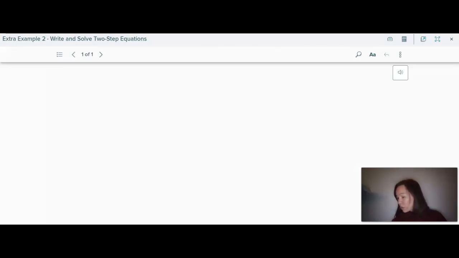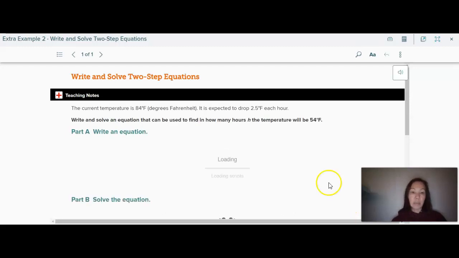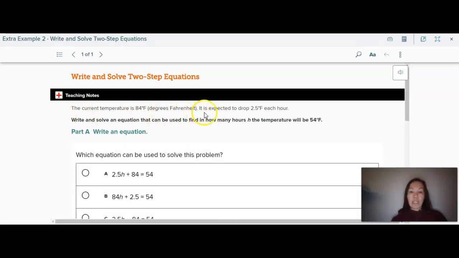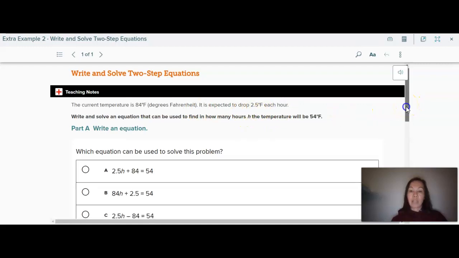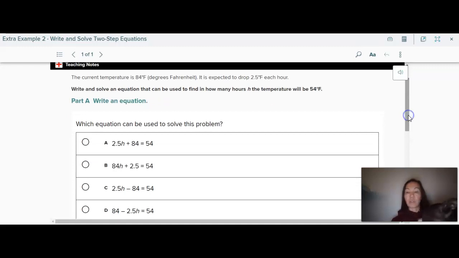Let's look at another example. This one also is not in your book, so you can just follow along on the screen. The current temperature is 84 degrees Fahrenheit. It's expected to drop 2.5 degrees each hour. After how many hours will the temperature be 54 degrees?